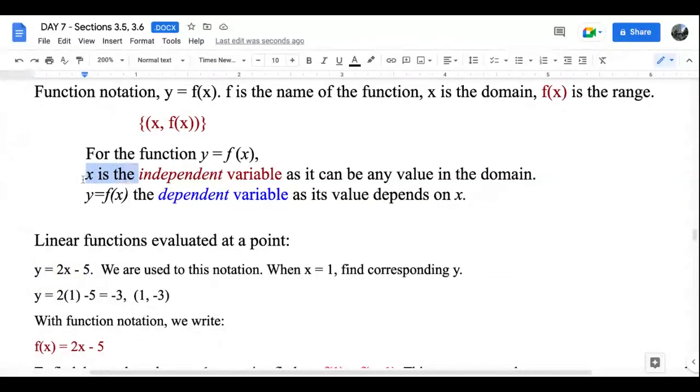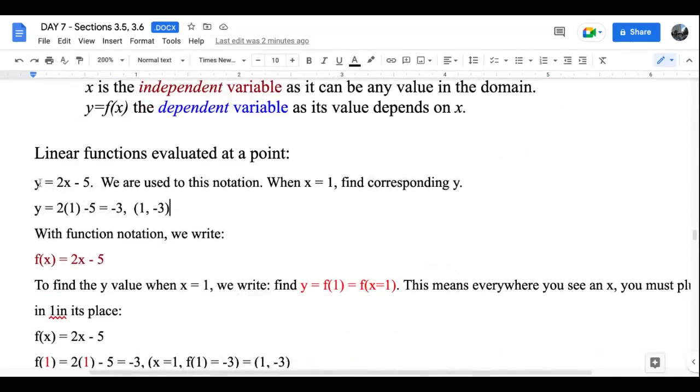Okay, so with function f of x, right? We have these ordered pairs, right? x comma f of x is an ordered pair. And x is the independent variable. That means we can assign x any value if the value is in the domain. And the function value is the dependent variable because its value depends on the value of x.